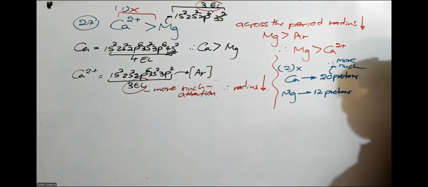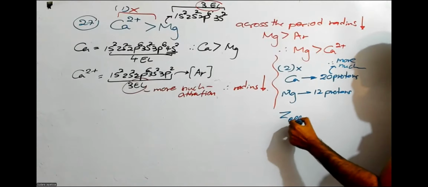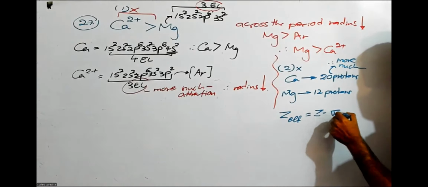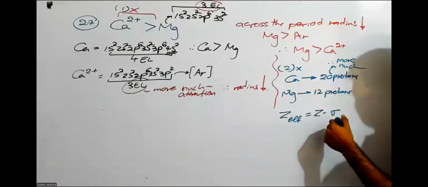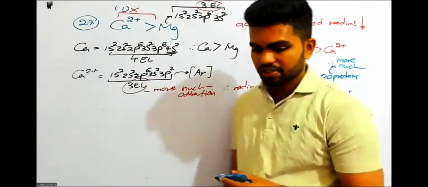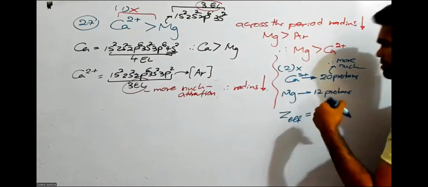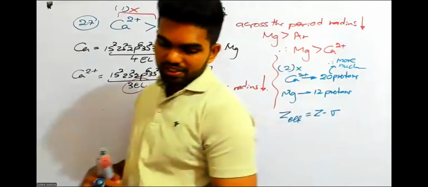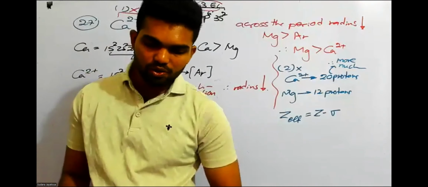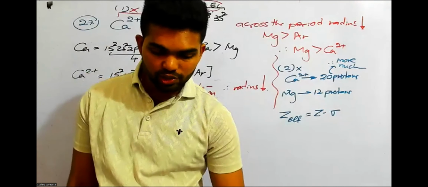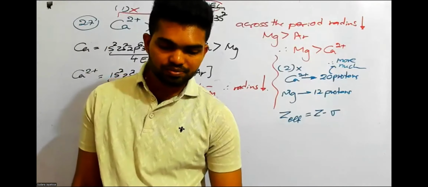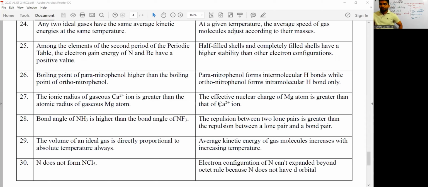Effective nuclear charge is nuclear charge minus sigma, the shielding effect. Calcium 2+ has more shielding effect, but still its nuclear charge is higher. Down the group, nuclear charge increases, and effective nuclear charge also increases. So saying that the effective nuclear charge of magnesium is greater is wrong. A good statement. Both statements are wrong. The answer is answer 5. Can you understand that?